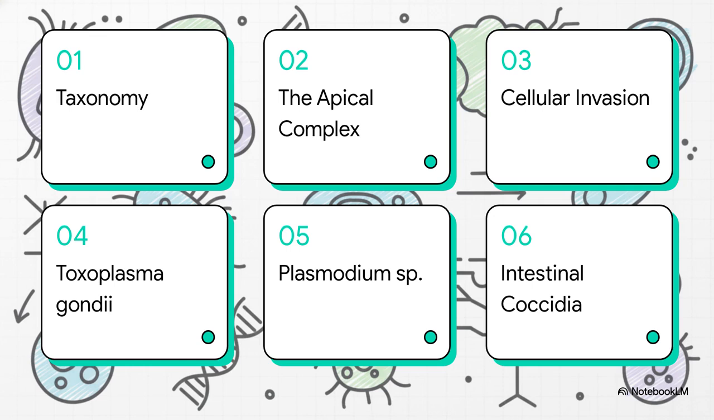Here's the roadmap for this explainer. 1. Taxonomy of phylum Apicomplexa. 2. Morphology of the apical complex. 3. Cellular invasion and the glidosome. 4. Morphology of Toxoplasma gondii. 5. Morphology of Plasmodium species. And 6. Morphology of intestinal coccidia.